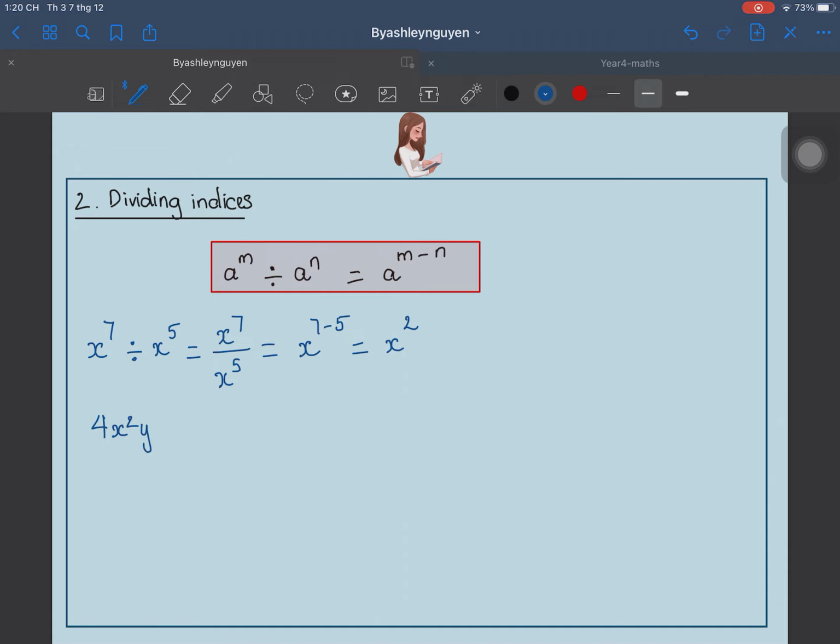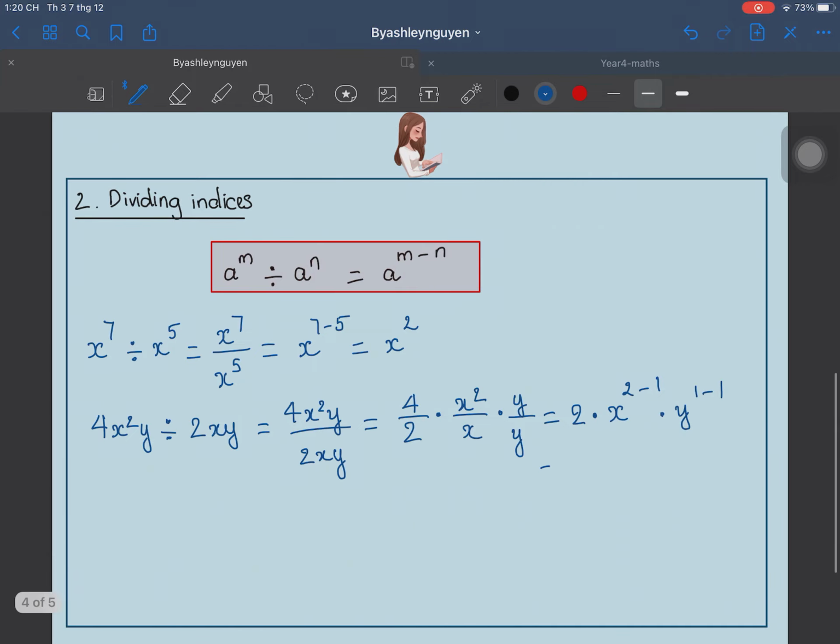The next example, 4x squared y divided by 2xy. I will write it in fractional form again, and after that split them by the same term. 4 and 2 are the constants, then x squared over x, and y over y. So you can easily cancel them out. 4 divided by 2 equals 2, times x to the power 1 times y to the power 0. Any number to the power 0 equals 1, so the answer is 2x.